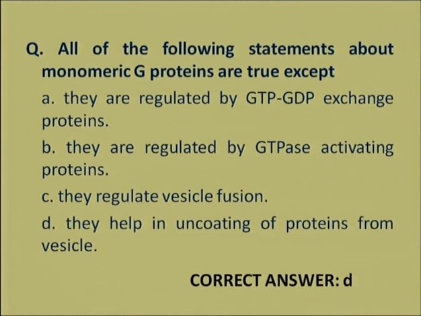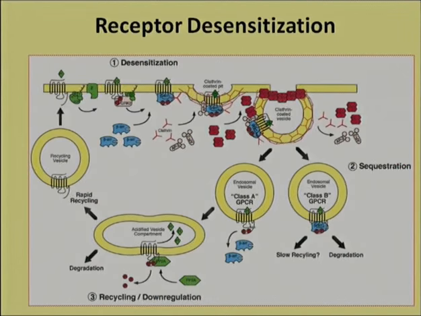Third, they regulate the vesicle fusion. And fourth, they help in uncoating of proteins from the vesicles. So option D is incorrect, or it is not true. The rest, A, B and C, are correct.